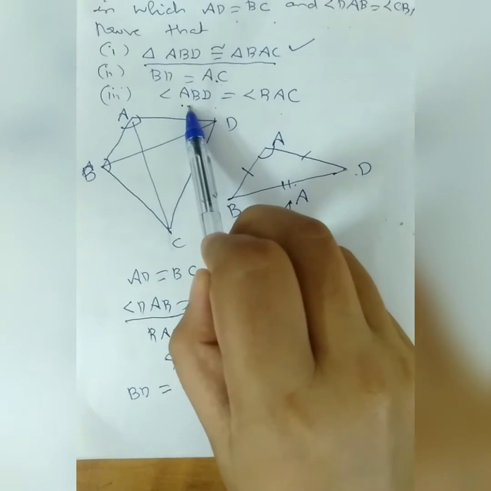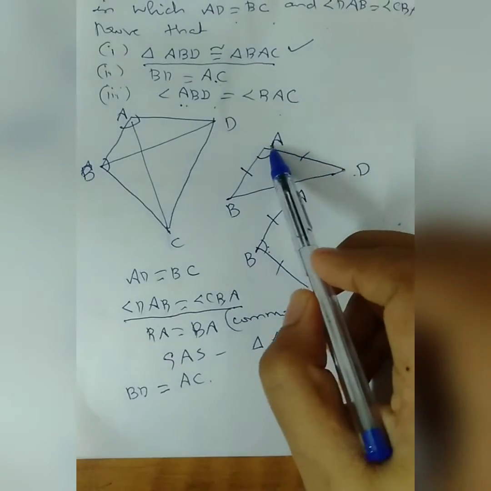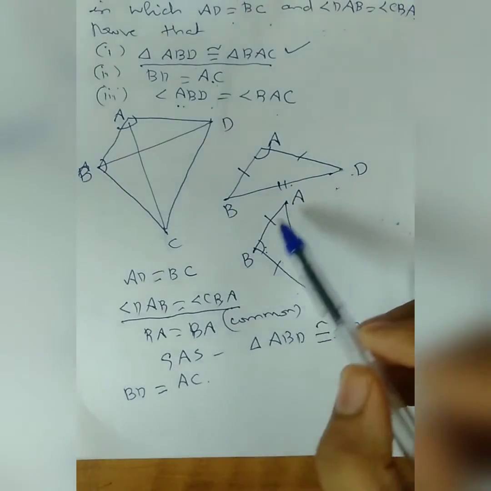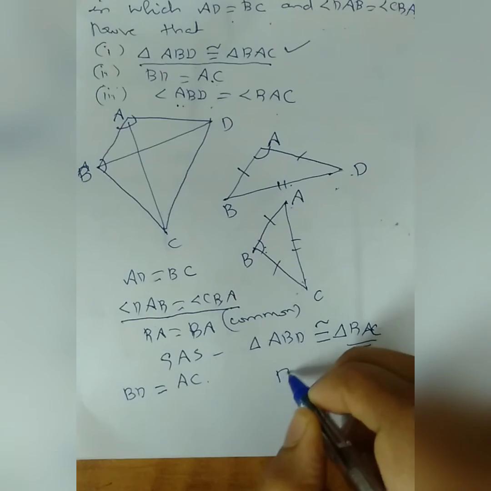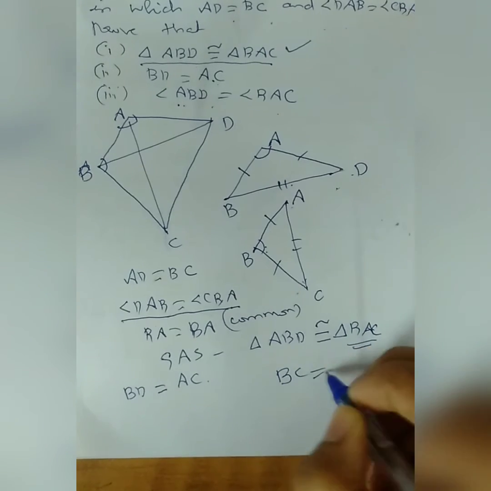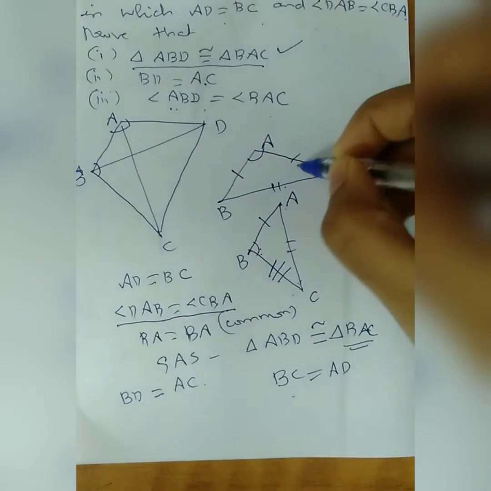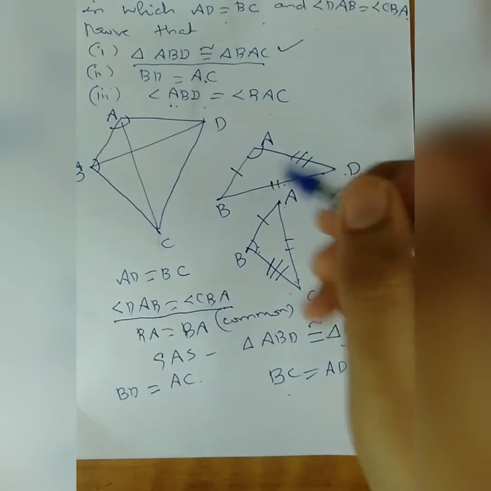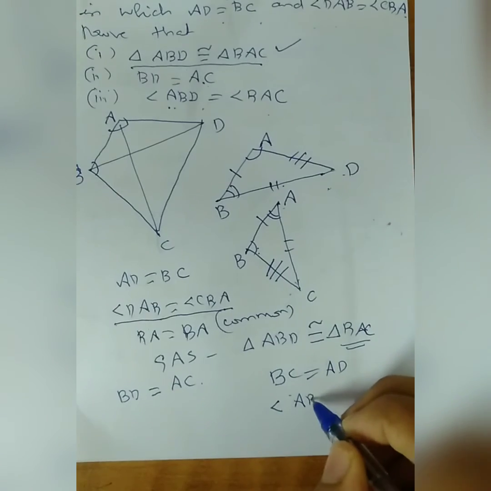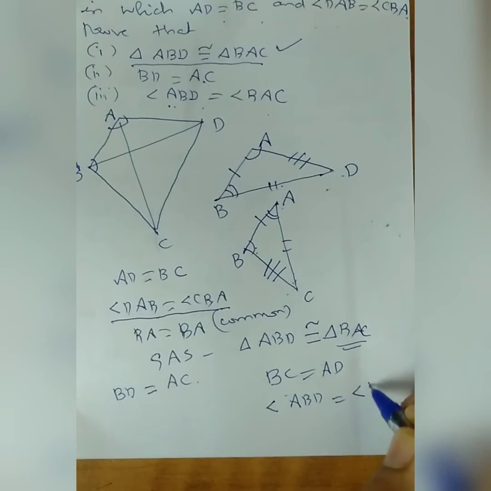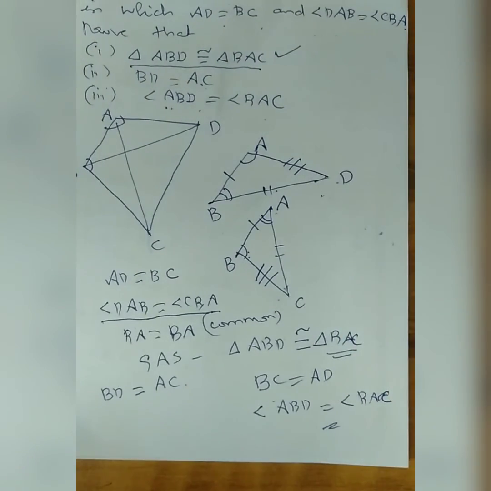Then to prove that angle ABD is equal to angle BAC. Clearly we know that BC is equal to AD. Then the angles opposite to equal sides are equal. That is, angle ABD is equal to angle BAC. Thank you.